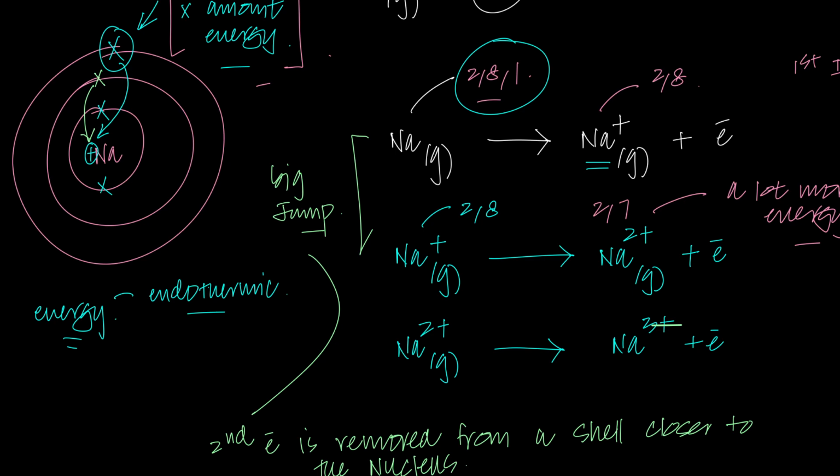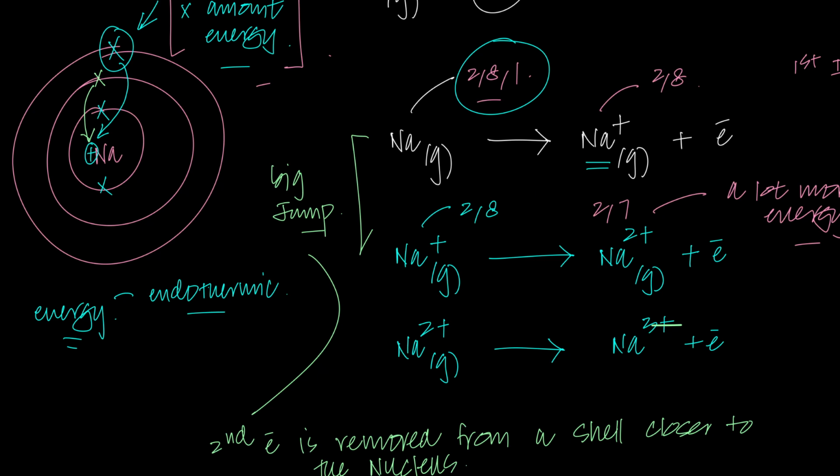So if there's a big jump from the first ionization energy to the second ionization energy, that means that when you plucked the first electron, it was Gucci, I don't care. But when you plucked the second electron, it required a lot of energy, which means that now the shells have probably shifted and the second electron is removed from a shell closer to the nucleus.